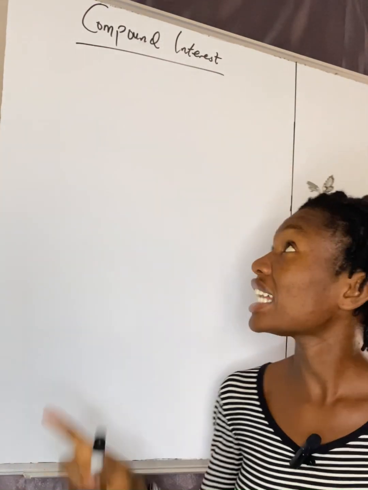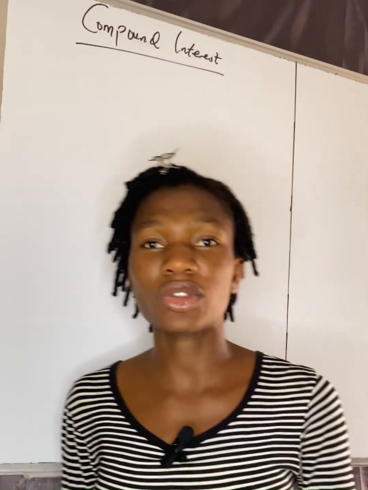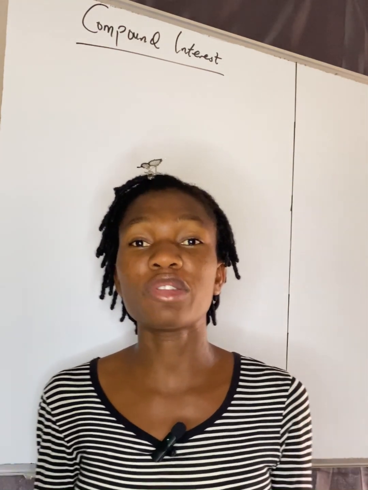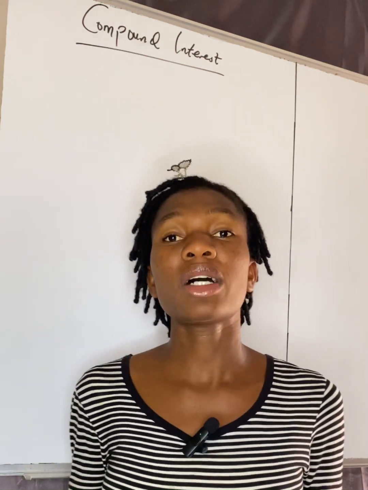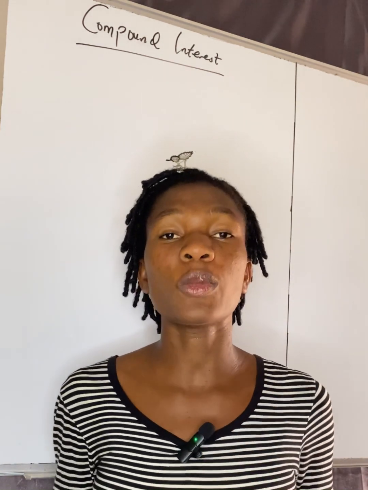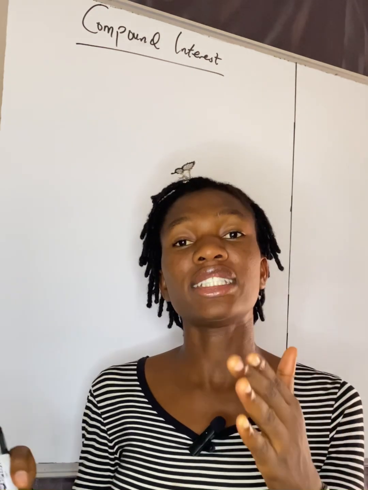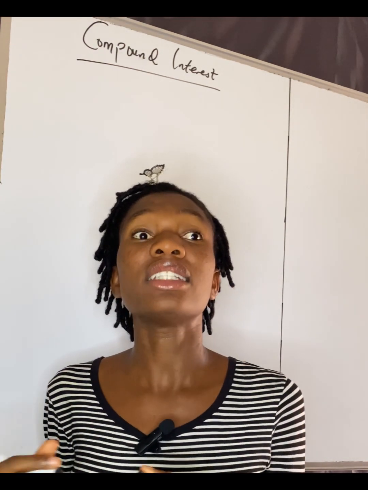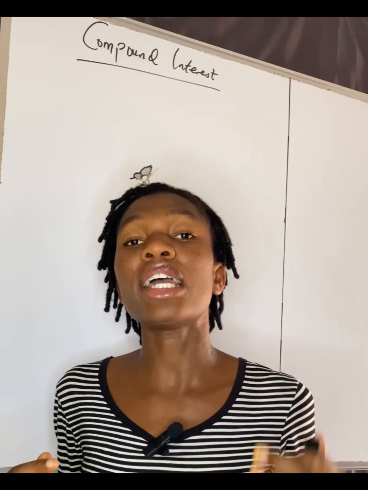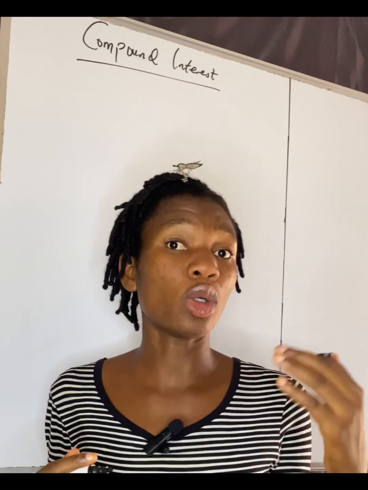Today we are going to be looking at compound interest, all right? We'll be solving questions pertaining to compound interest. Now, compound interest is an interest system where interest is earned on the principal plus previously earned interest. It's similar to simple interest in the sense that interest is earned on principal, all right? Interest is earned on principal.